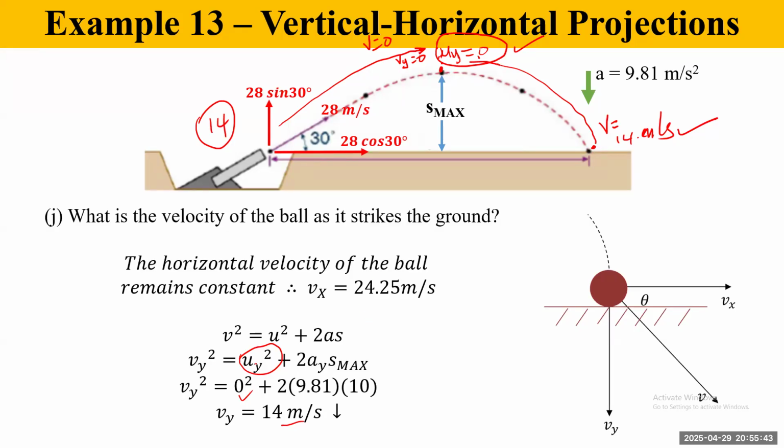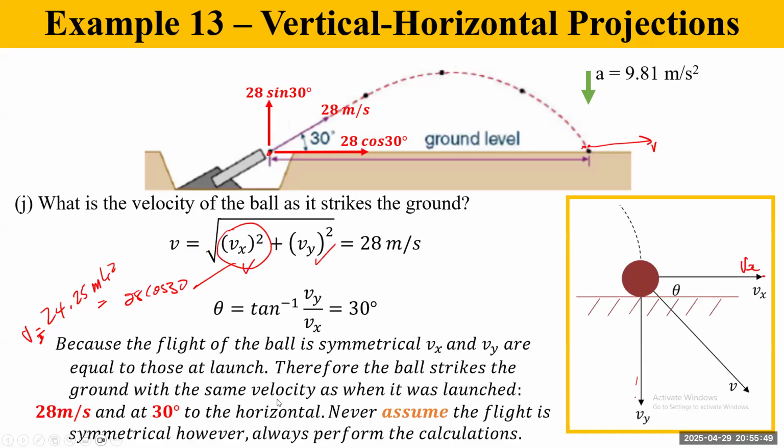So Vy equals that. Simply put it in here, you get 14. So if you do the same thing here, how did they get 28? V is going to be equal to the square root of 24.25 squared plus 14 squared. And you root that, you must get 28. Right? So that's how you get the 28. Please remember that. Very, very important, because the time of flight for the ball is symmetrical to Vy, right?